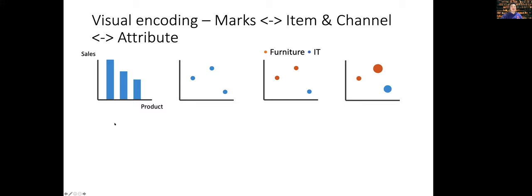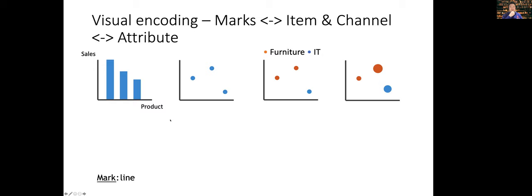Okay, let's have a look at this. For this first picture, can anyone tell me what the mark is here? Is it the product? Okay, so the product is the item. The product comes from the data set, and in the data set, each row is an item. But what is the product represented by in this chart? Which marks? Yeah, exactly. In this case the mark is these bars, because each bar represents one product.